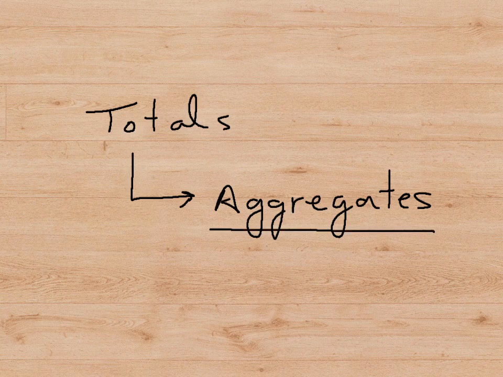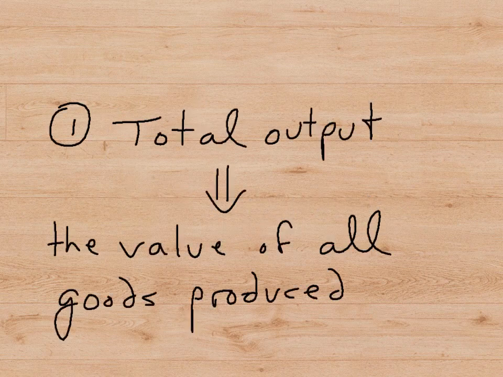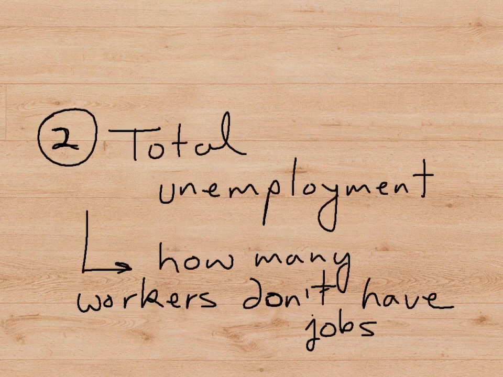So total what? Well, firstly, we look at the total output of the economy. What this means is the value of all the goods produced in the economy in 1 year. So that's one total, or aggregate, that we study in macroeconomics. Another total, or aggregate, is the total amount of unemployment there is in the economy. This looks at how many workers who are willing to work do not have jobs.